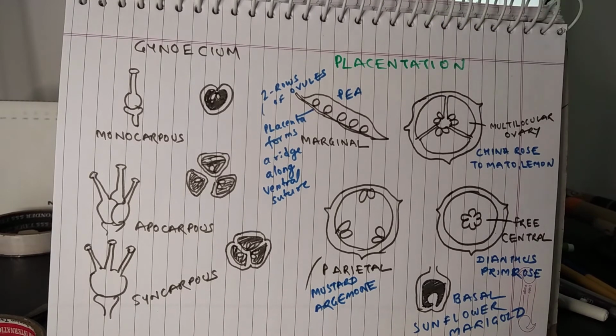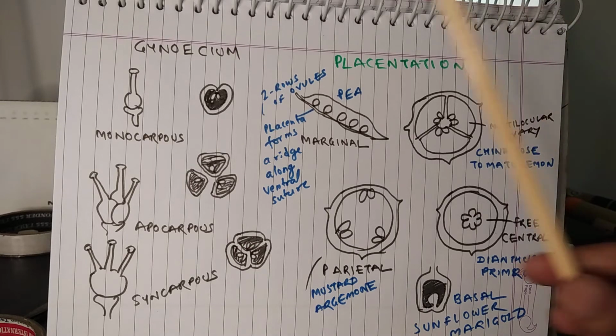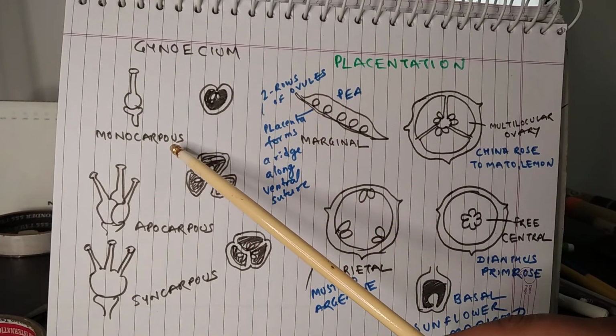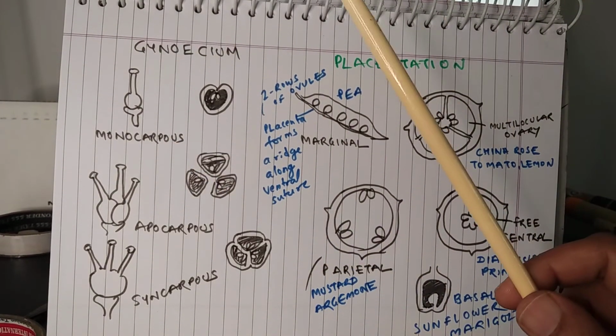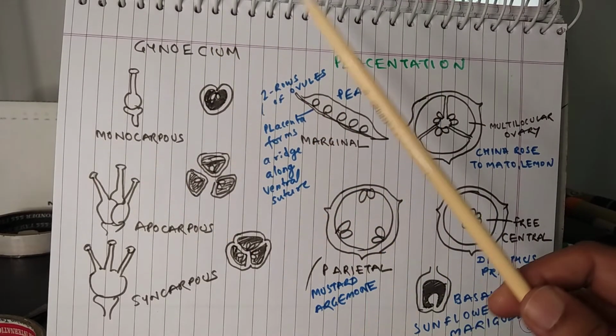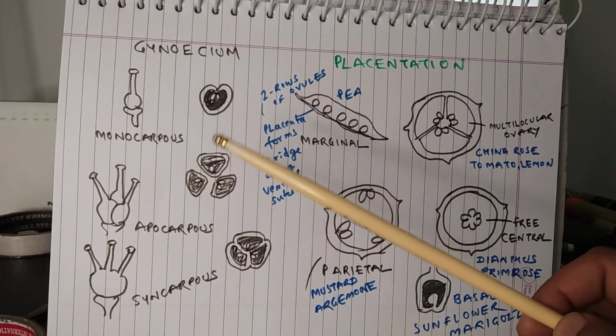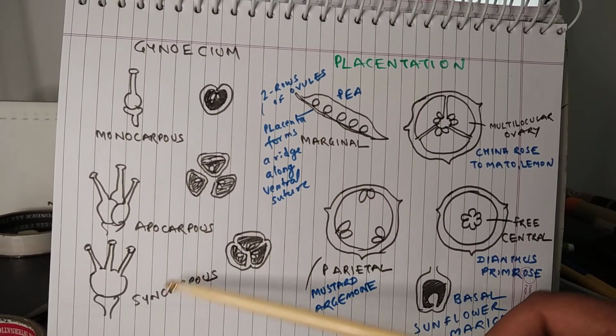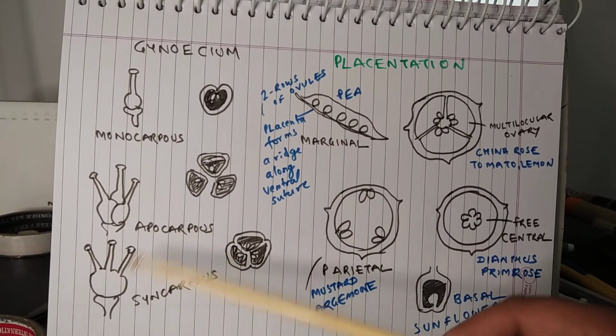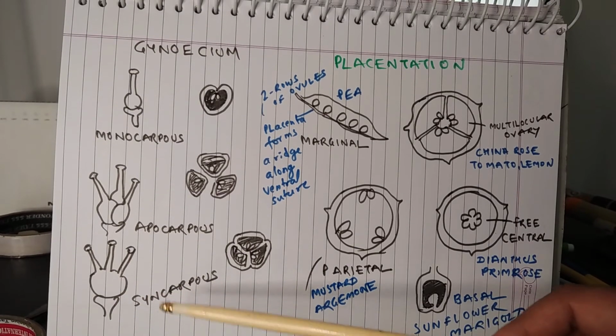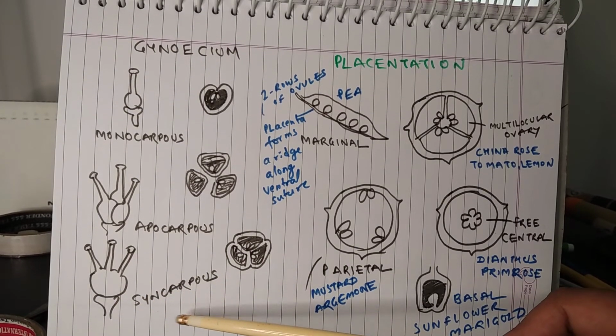Gynoecium. Now, even the gynoecium can be single or it can be in groups. If there is a single carpel, the condition is called monocarpous. If there is more than 1 carpel, then the condition is called apocarpous. If there is more than 1 carpel and all of them are fused together, then this is called syncarpous.